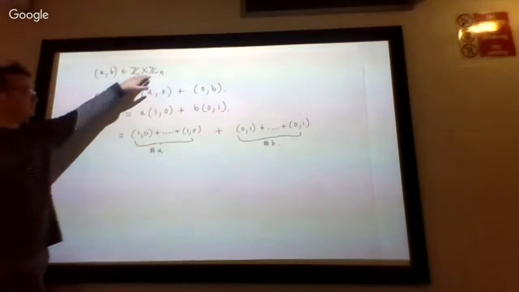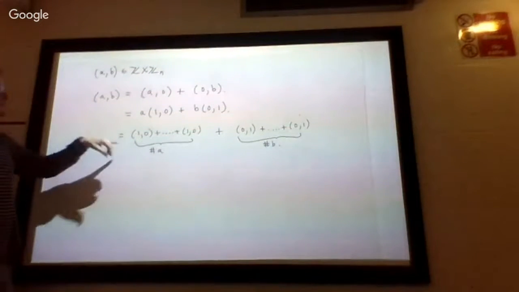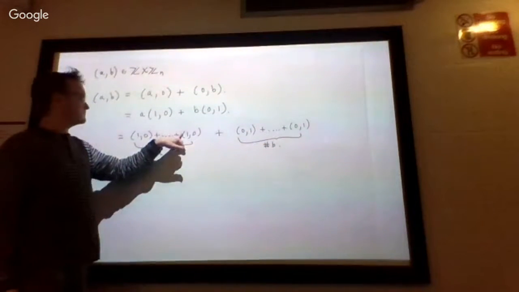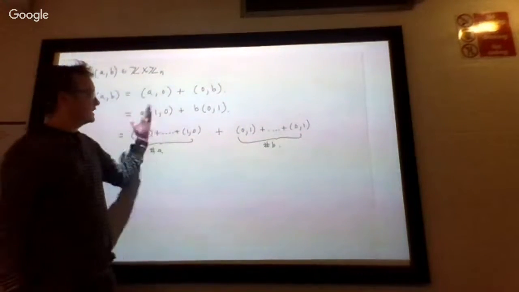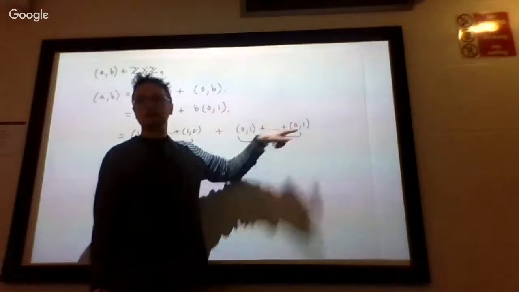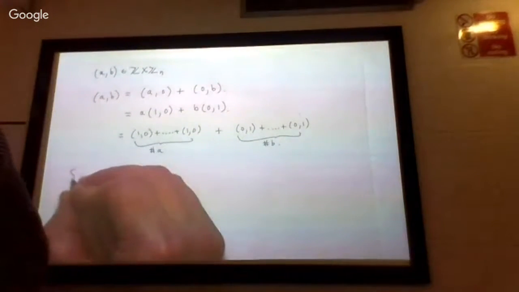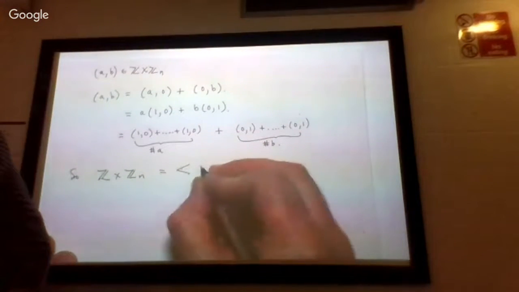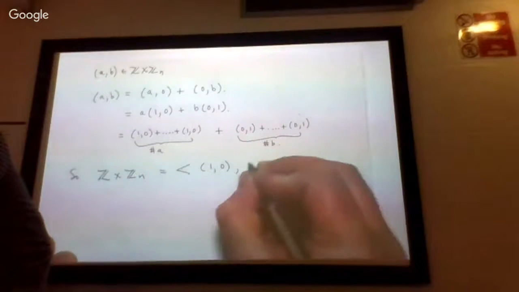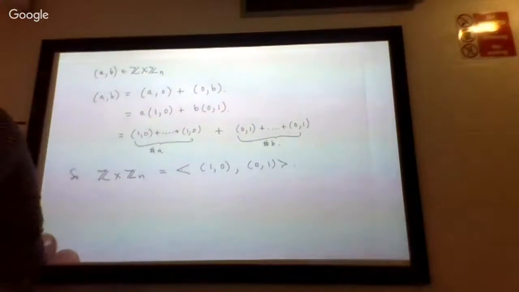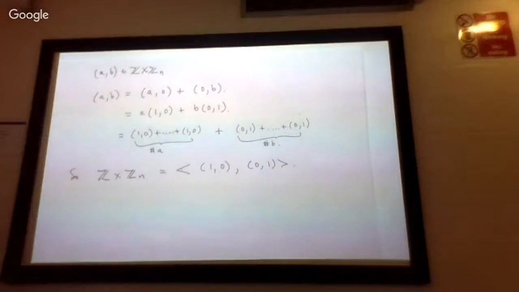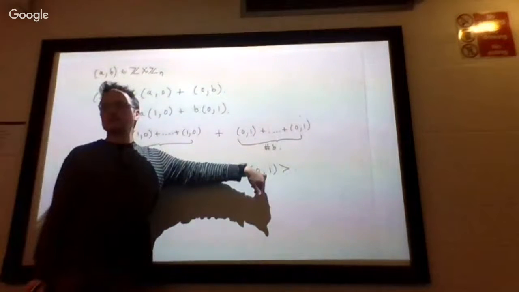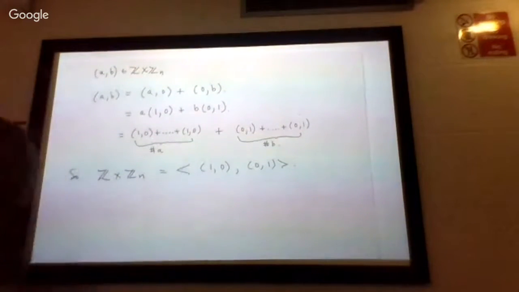So any element at all from this direct product can be generated just by taking a certain number of these elements, adding them together. This is the group operation in the direct product. So we can say that this is the group generated by these 2 elements. We can have infinite groups with a finite generating set.